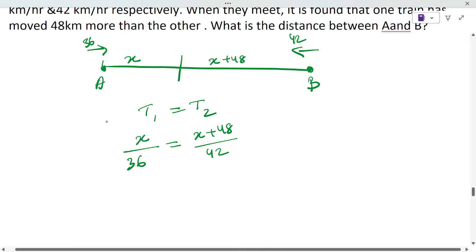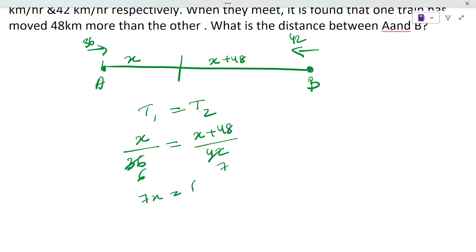Now let's cancel it. 6 times, 7 times. 7x is equal to 6x plus 48, so 7x minus 6x... x will be 288 kilometers. I think that's the answer, if I'm not mistaken. Yeah, that's the answer. Oh no, that's not the answer.